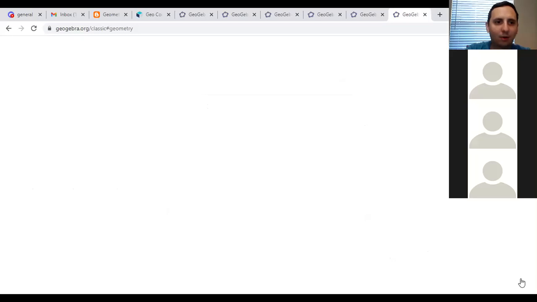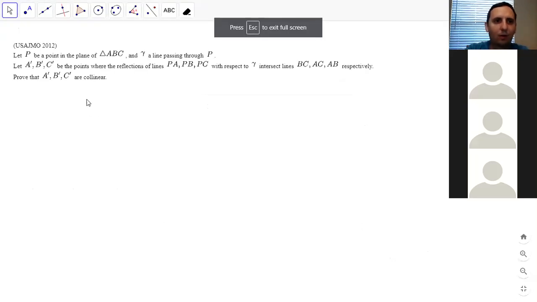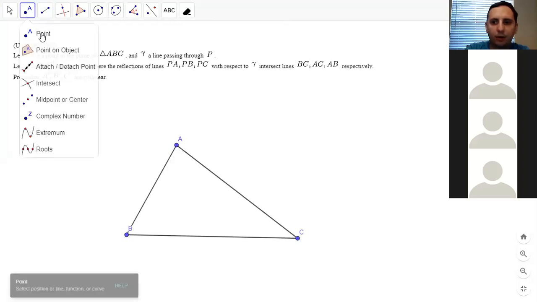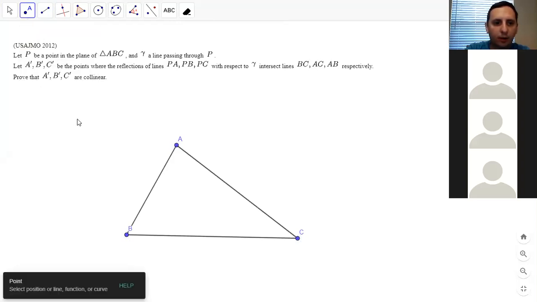So here's the last problem. This is from 2012. So we have a triangle ABC, and we just have any point P and any line passing through it. So this is point P.